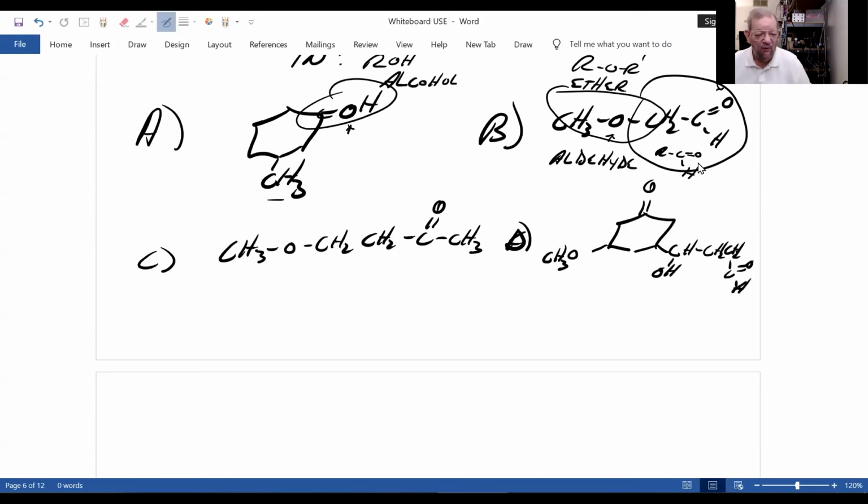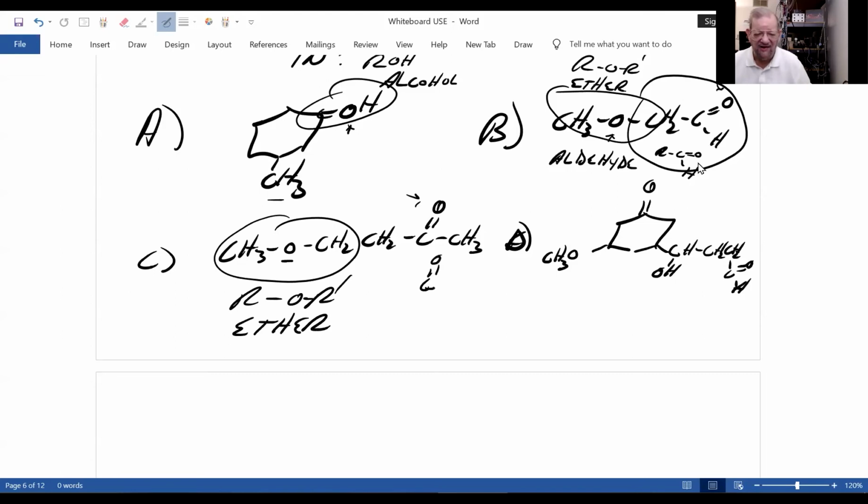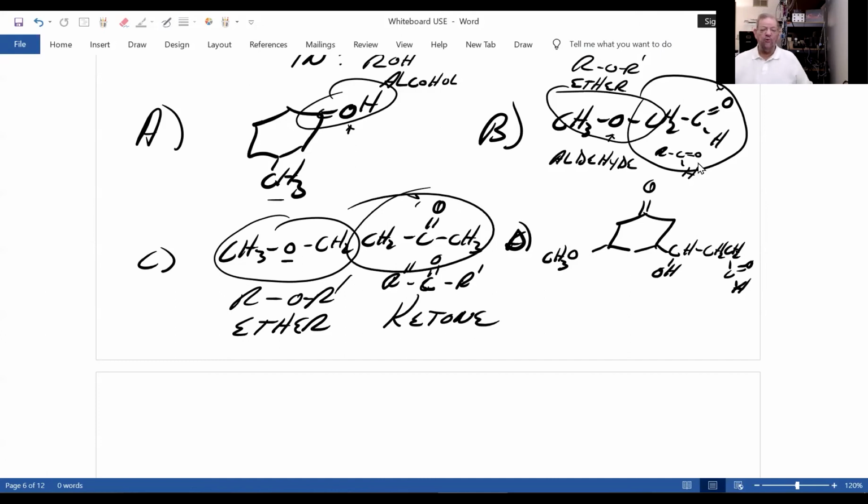If we come over, ooh, an oxygen there and one there, that should get my attention. What's this? ROR prime, and that's an ether. Ooh, carbonyl, carbon double bond to oxygen. Carbons here are prime, carbons here are double prime. That's a ketone. And there you go. Ooh, D.